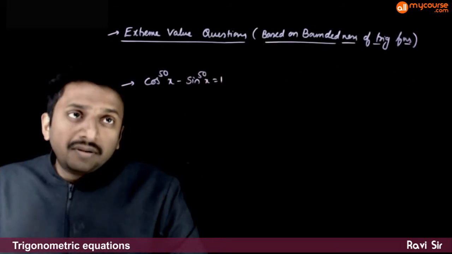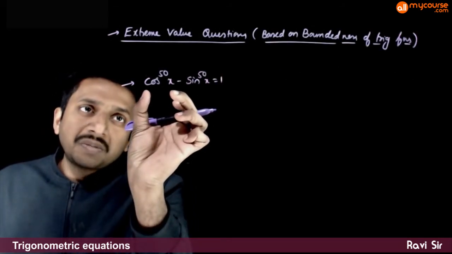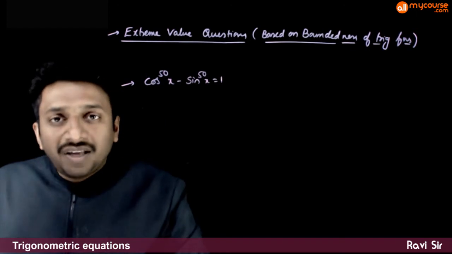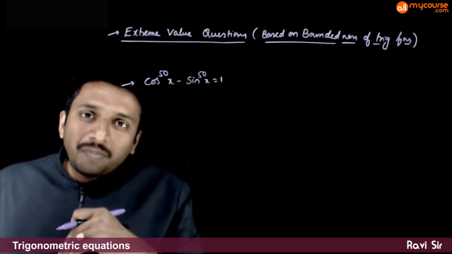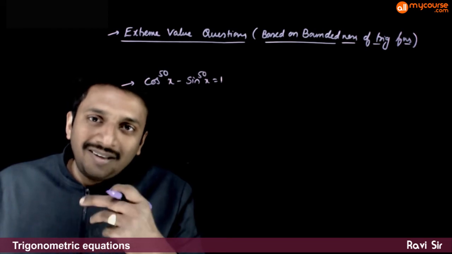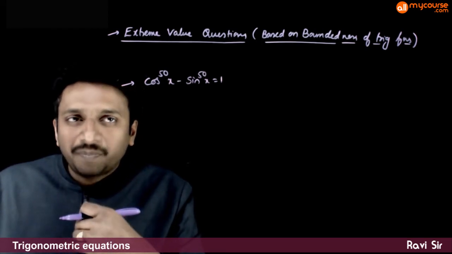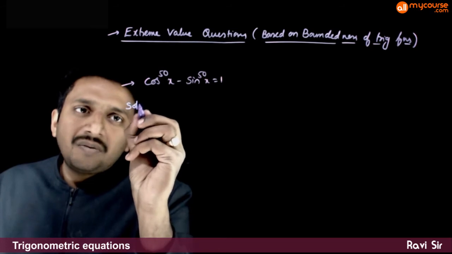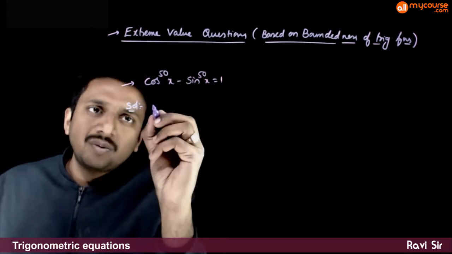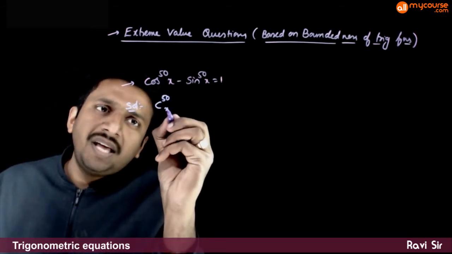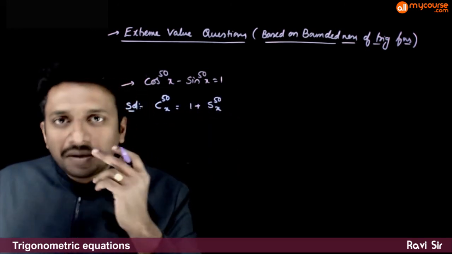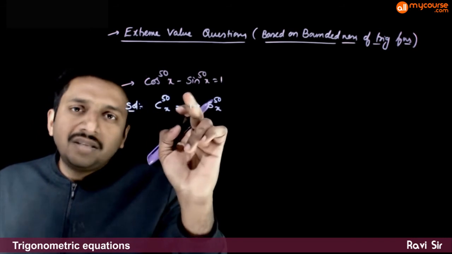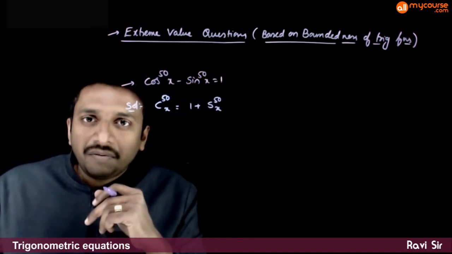So in this question, you're given the equation cos power 50x minus sin power 50x is equal to 1. You're asked to solve this. Obviously, a degree 50 equation cannot be solved directly. So this question is based on the boundedness property. So what I do is, cos power 50x is equal to 1 plus sin power 50x, right?